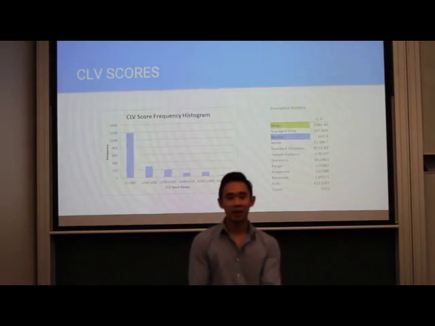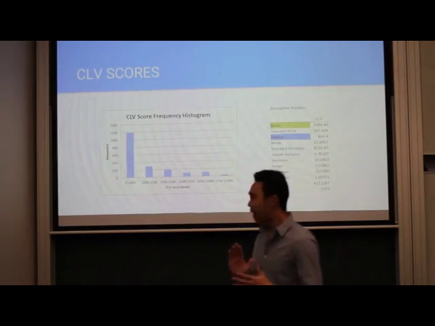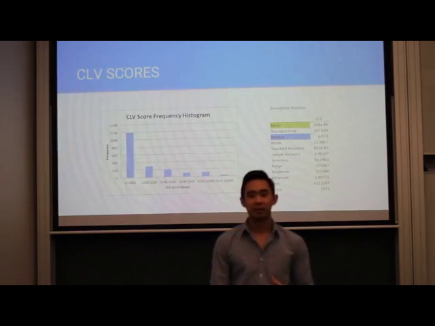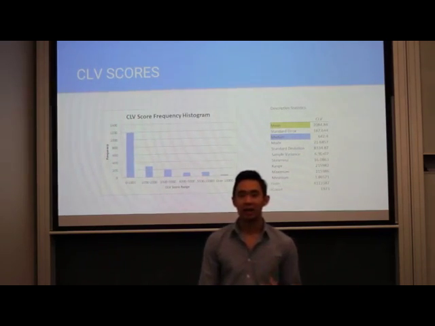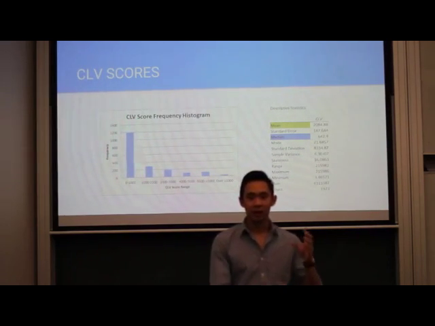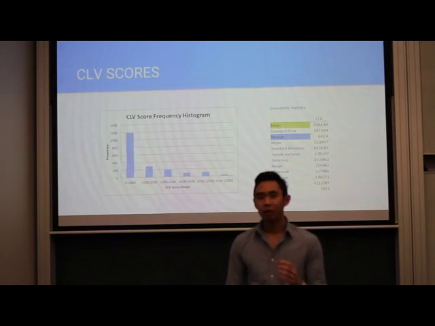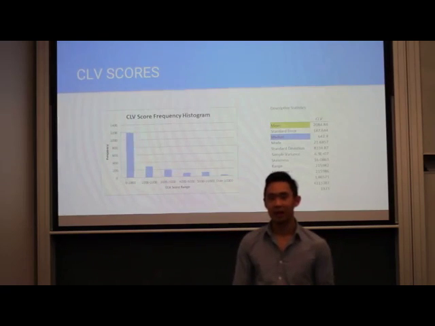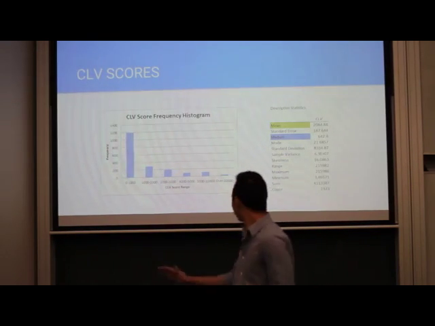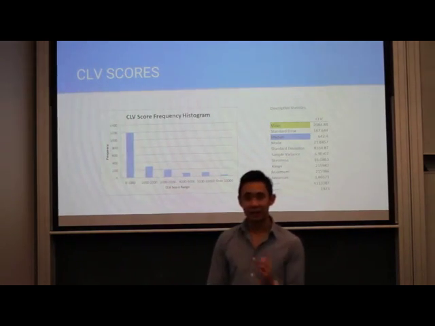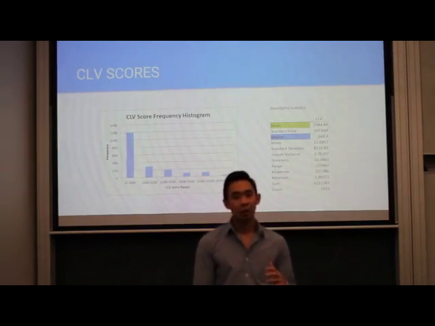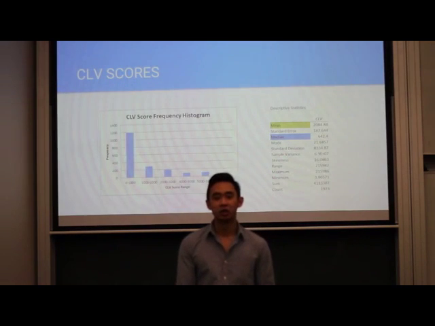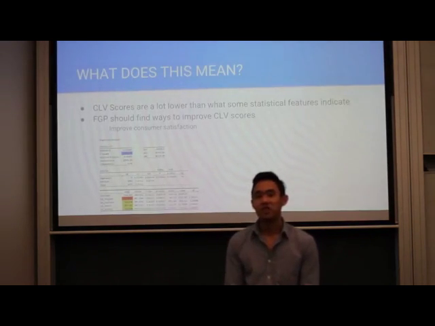We presented our CLV scores through a frequency histogram and a descriptive statistical analysis. As you can see in the histogram, the graph is skewed to the right, meaning that most consumers are within the lower range of CLV scores. When we look at the descriptive statistical analysis, we see that the mean is unusually high. This is because we have consumers who score over 10,000, so this really distorts the mean. A more accurate way would be to look at the median, which is the middle score, and this score is 642. So what does this mean for FGP?